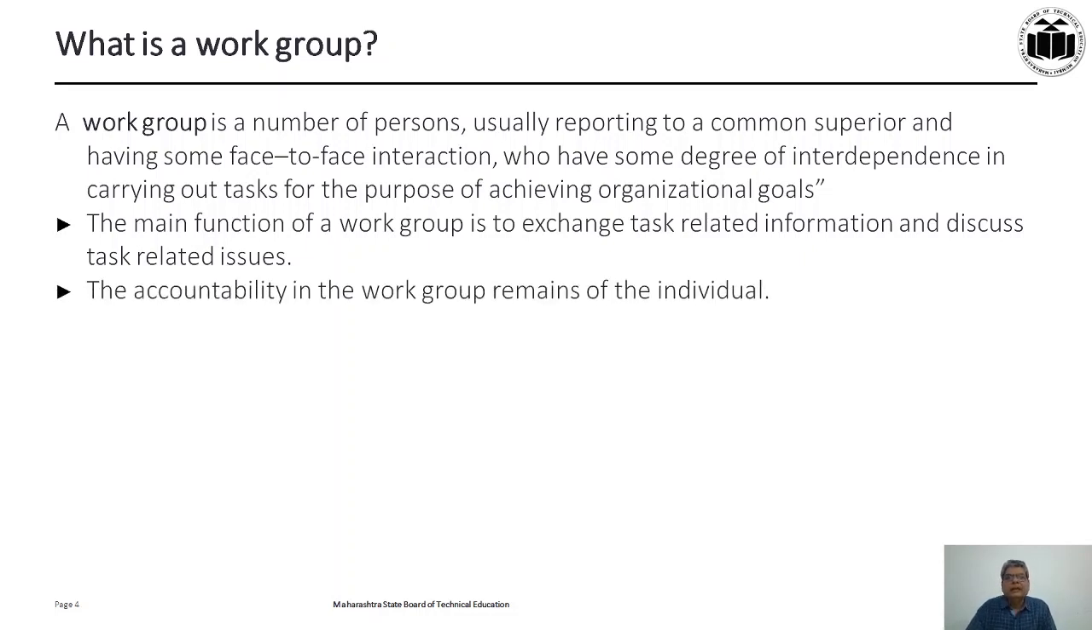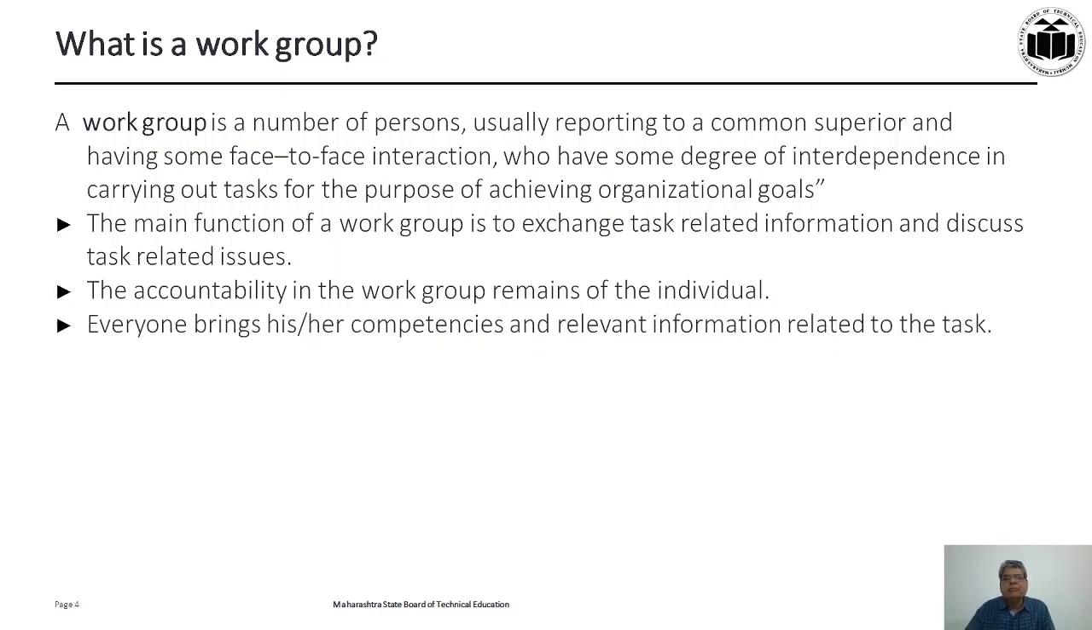The accountability in a work group remains with the individual. So the individual remains responsible for his own work. He remains accountable for his own work, whether he does good work or bad work, isn't it? He is accountable for that. No other member of that group is responsible or accountable for the work of that particular individual.